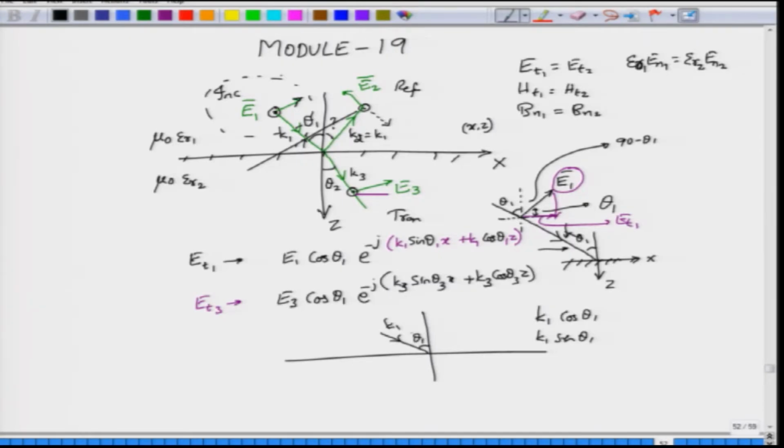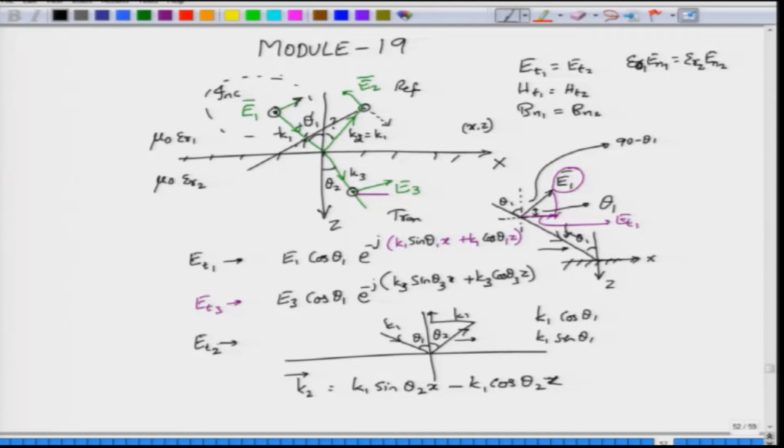I thought cos and sin should be inverted, but no, it is actually correct. So, K1 cos theta 1 will be along z, K1 sin theta 1 will be along x, but for the reflected wave, which is making an angle theta 2, you have minus K1 cos theta 2, because this is along the minus z direction, right. Along x it would be positive, along the same plus x direction as K1. So, the reflected wave vector K2 can be written as K1 sin theta 2 times x minus K1 cos theta 2 times z.